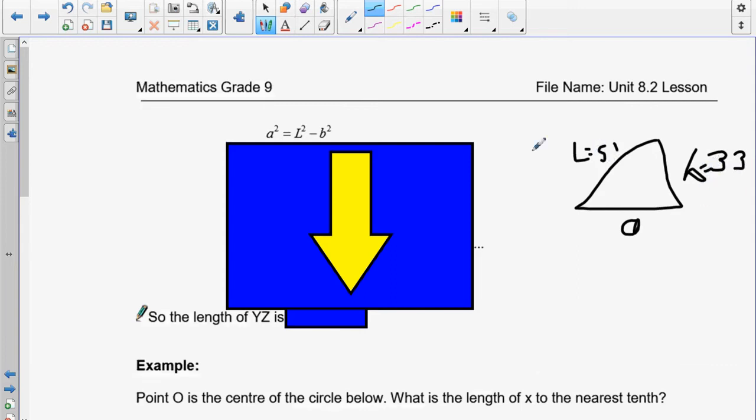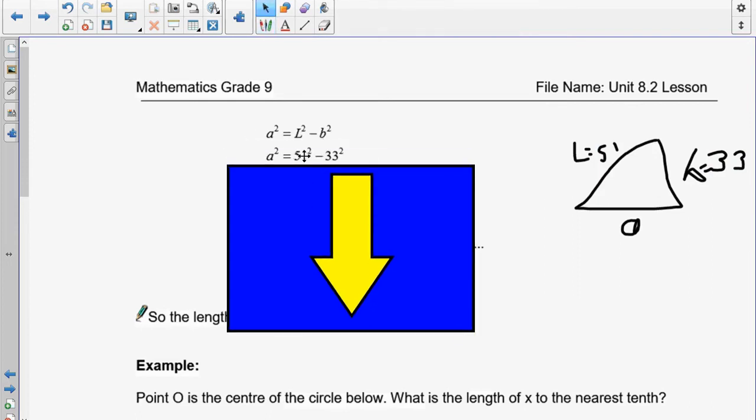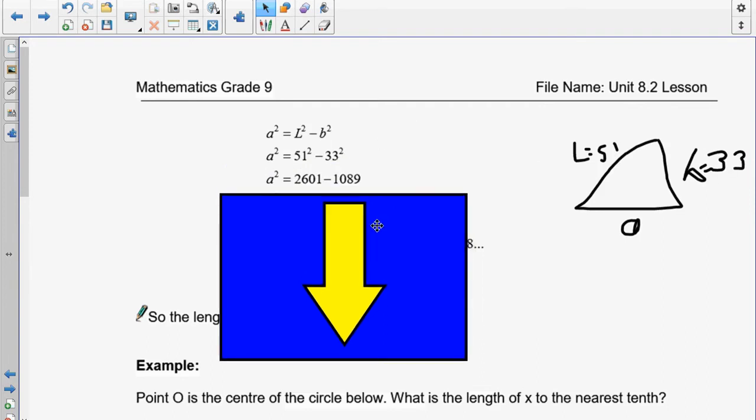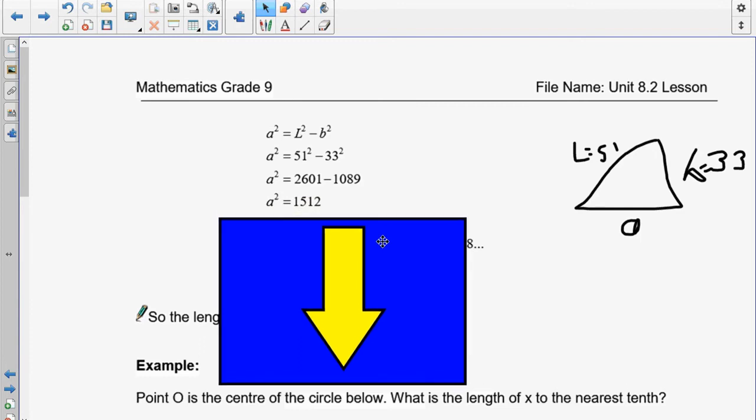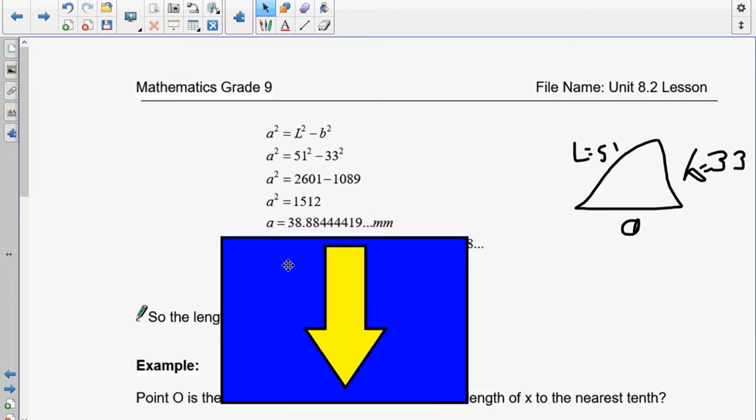So let's take a look at our Pythagorean theorem. Fill out your formula. Now we put the numbers in. A squared is going to be equal to the hypotenuse squared, so that's 51 times 51, and it's going to subtract B squared, which is 33 squared. So 51 squared is 2,601. 33 squared is 1,089. Subtracting that, you get 1,512. Now to go from an A squared to an A, you've got to square root it. So the square root of A squared is A, and the square root of 1,512 is 38.88444, etc.